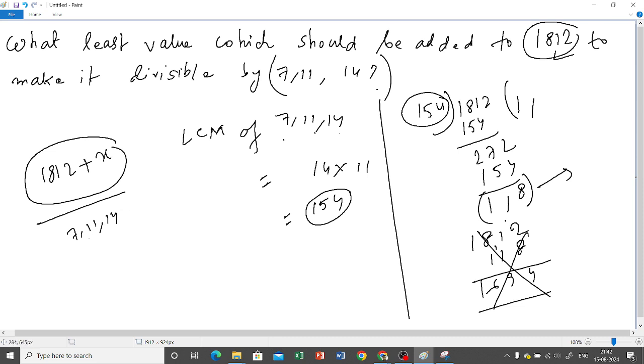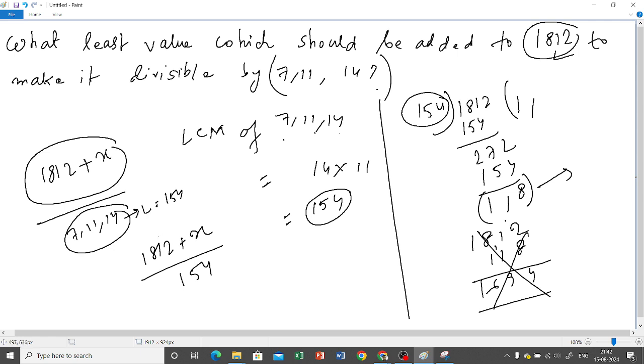Now I cannot do a sum with multiple numbers, right? I cannot allow everybody in the class to come and speak. I need the leader, which is 154. So now the sum reduces to what should be added to 1812 so that it is completely divisible by 154.